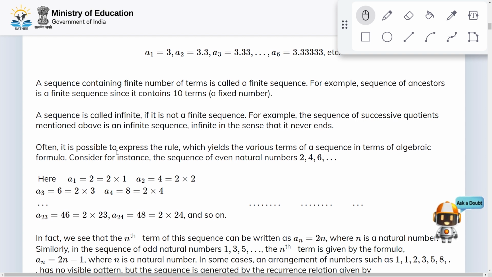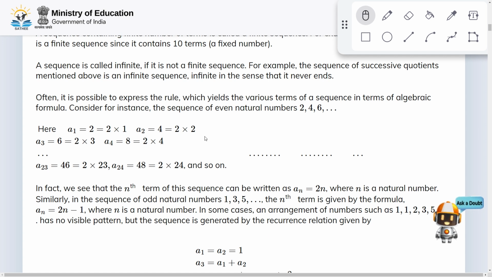It is possible to express the rule which yields the various terms of a sequence in terms of an algebraic formula. Consider, for instance, the sequence of even natural numbers: 2, 4, 6, 8, 10, and so on. The first term is 2, second is 4, third is 6, fourth is 8, and so on.